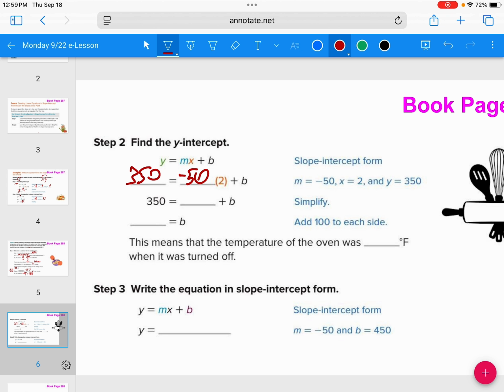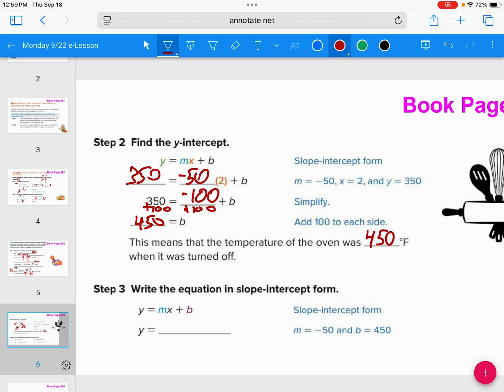So we have 350 equals negative 100. Excuse me, my pen went off on me there. Negative 100 plus b. I did negative 50 times 2. And when we solve for this, we add 100 to each side, and we get 450. So our oven temperature started at 450 degrees Fahrenheit.